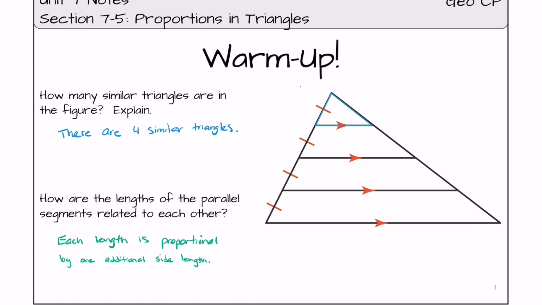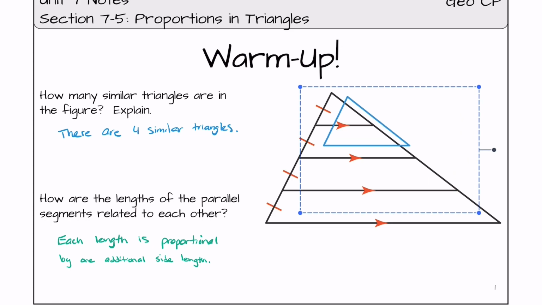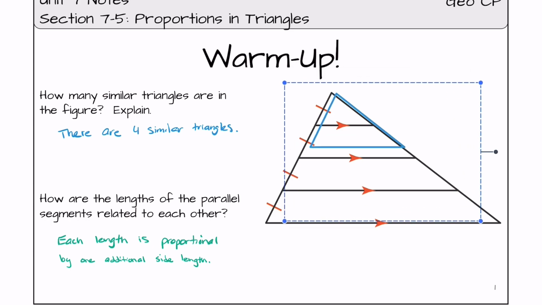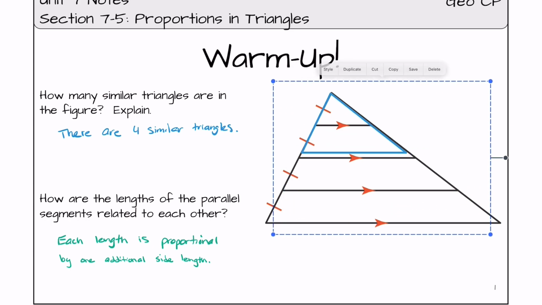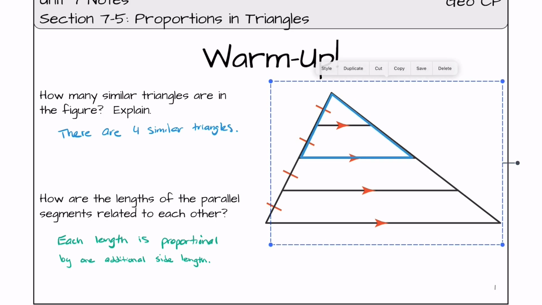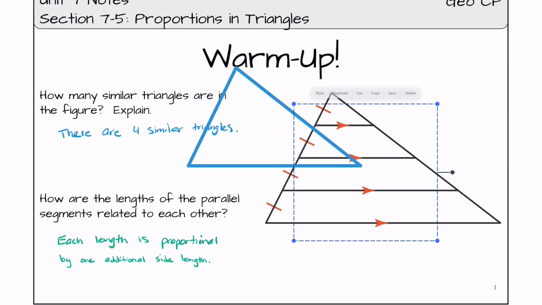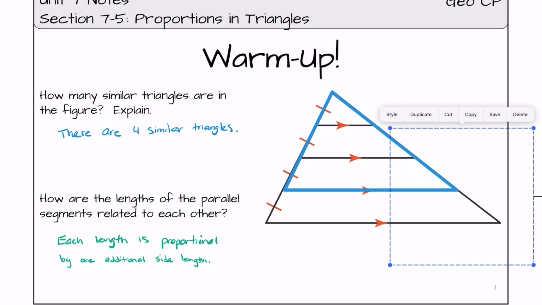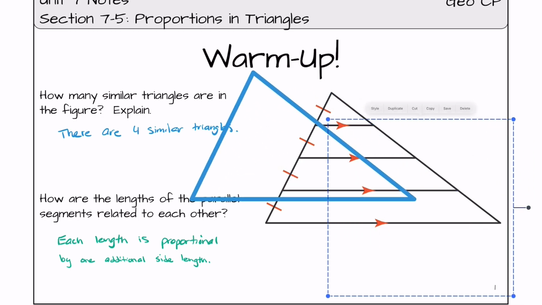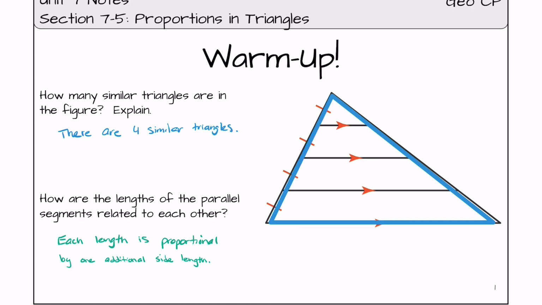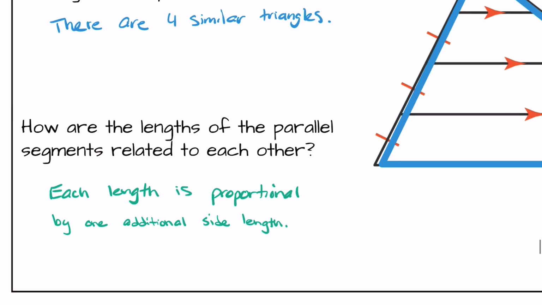We noticed that if we were to draw a triangle and enlarge it, this triangle is similar and proportional to the first triangle, and we can keep enlarging it, and we'll notice that we have a third one, and then we keep enlarging it, and we have a fourth one. So there are four similar triangles. And how are the lengths of the parallel segments related to each other? Well, each length is proportional by one additional side length.